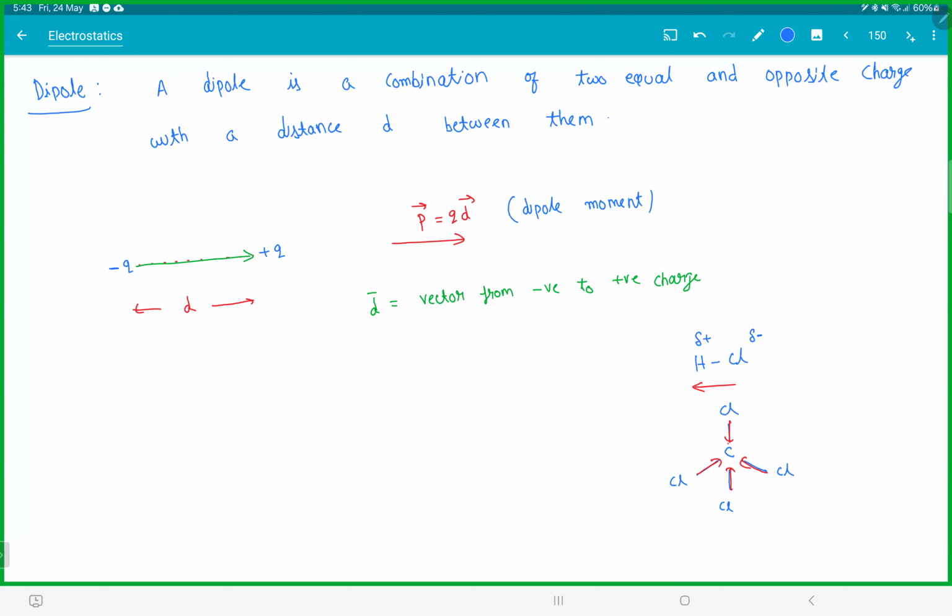This is a straightforward formula. Dipole moment P is equal to q into d bar. For example, if someone gives me charges like this, 2q, minus q, and minus q, then I can split this into plus q, minus q, plus q, minus q. So I can treat this as one dipole, and this as another dipole. So I can make two dipoles like this.